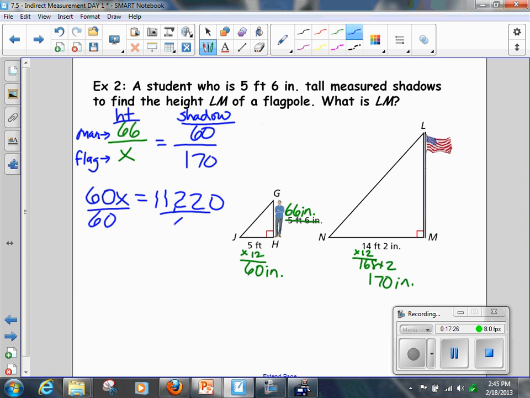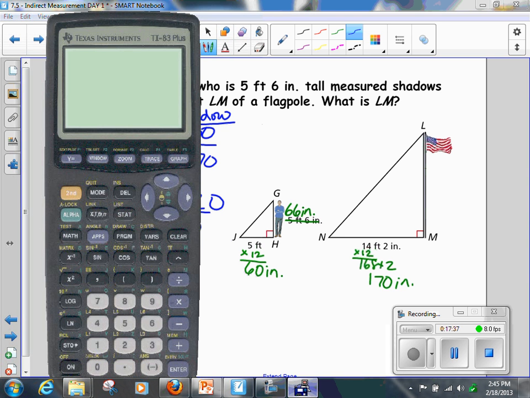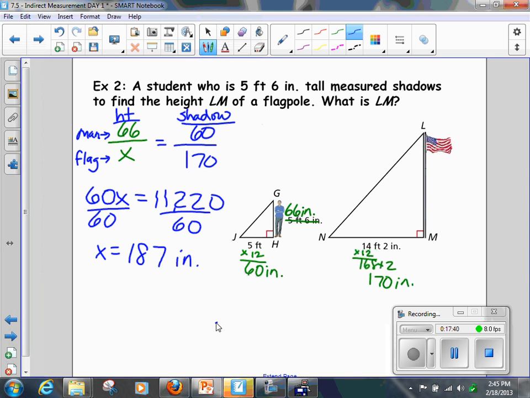Divide both sides by 60. 187 what? Inches. Good. Now, is that the way I want to leave my answer? No, this is when I take my calculator. Dang it. Let's try 11. Because I messed up. Because it's 15. Sorry, thanks. So it's 15 feet, 7 inches.